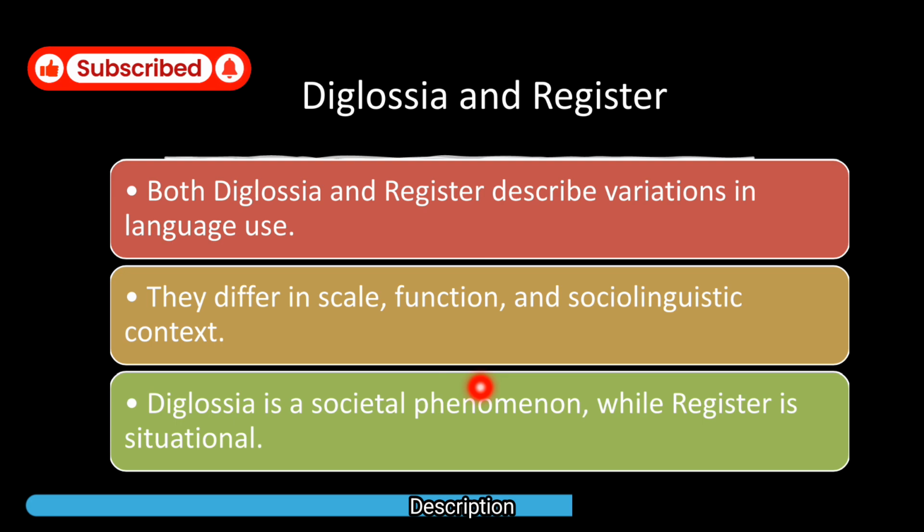That is very important. If someone asks you how you can differentiate between register and diglossia, you can say diglossia is a societal phenomenon: two distinct varieties of the same language but quite different. One is called the high variety, one the low variety, one used in formal settings, the other in informal settings. While register is situational. Variation in the language exists, but not that much. There is only the level of formality, the tone and choice of words, and they change according to the situation.